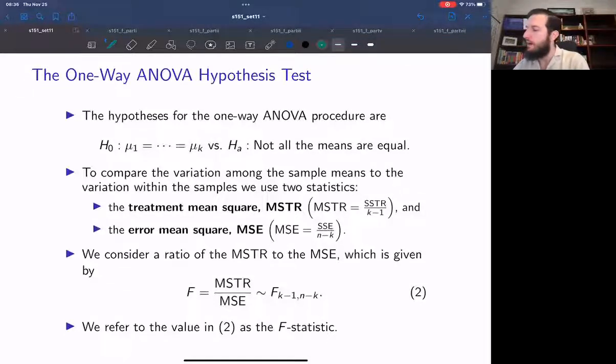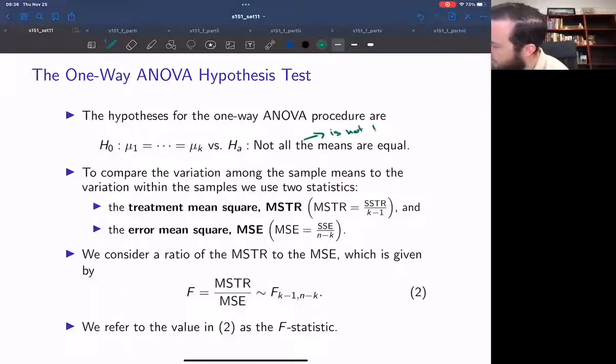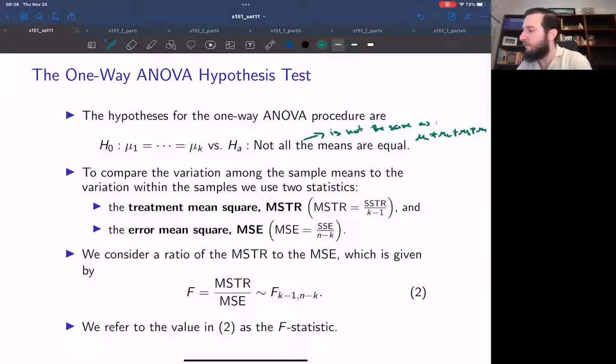HA, which is the alternative hypothesis, will always be written as not all means are equal. Now, what's important here is that this alternative is not saying all means have to be different from one another. Okay, so this is not the same as, for example, mu1 not equal to mu2, not equal to mu3.